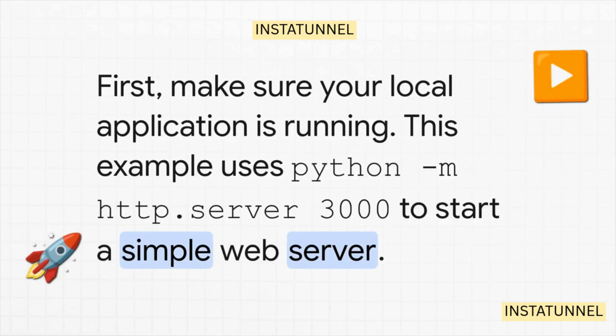So first things first, you actually need something to share, right? Your local development server has to be running on a port. The example here uses a super simple Python command to spin up a quick web server on port 3000, but this could be anything, your React app, a Node server, whatever you're building.